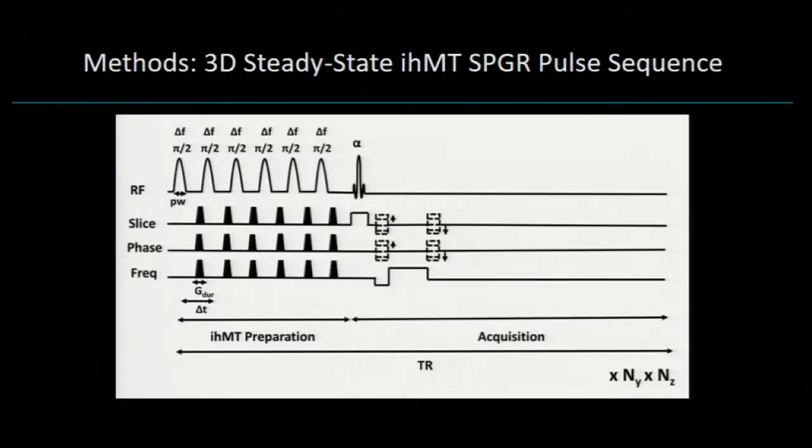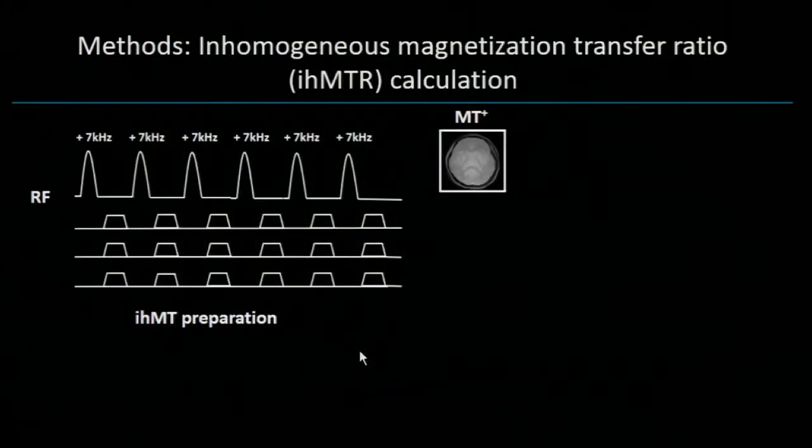To apply ihMT, we implemented and optimized the 3D steady-state ihMT pulse sequence, which is a preparation module followed by the acquisition of 1 line of k-space. And this was repeated for each repetition time.